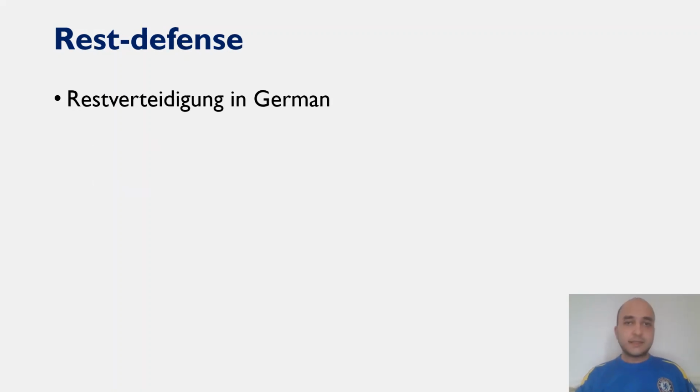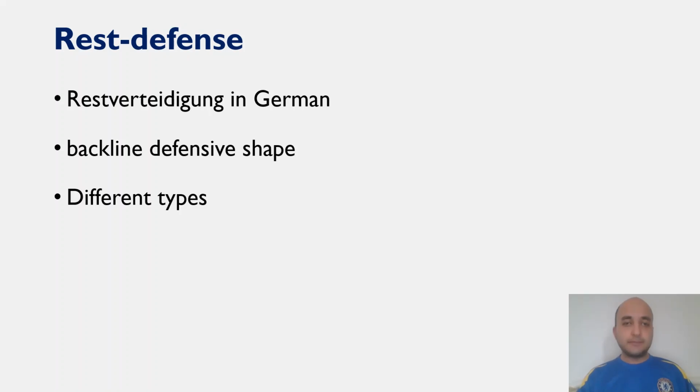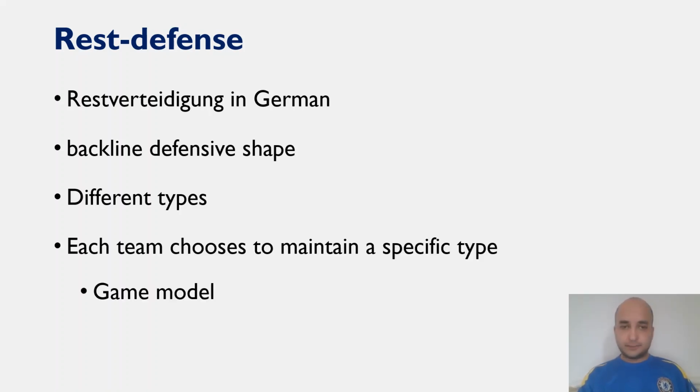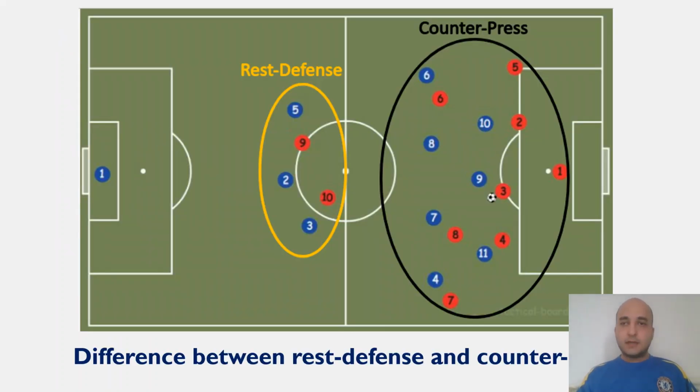So let's see what a rest defense is. Rest defense, or Restverteidigung in German, is a backline defensive shape of a team, and it has different types. Each team, depending on their game model, chooses to maintain a specific type of rest defense. Here, for example, we can see that rest defense is a backline defensive shape of a blue team, and it is different from counter press. So counter press is not a type of rest defense, or it's not included as a kind of rest defense.